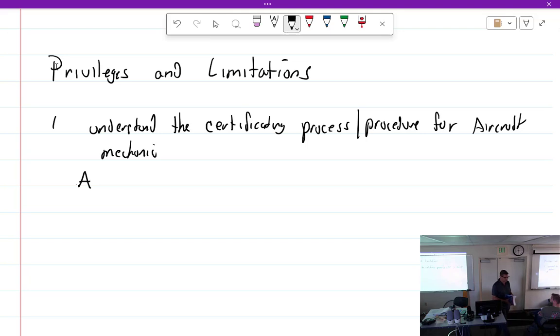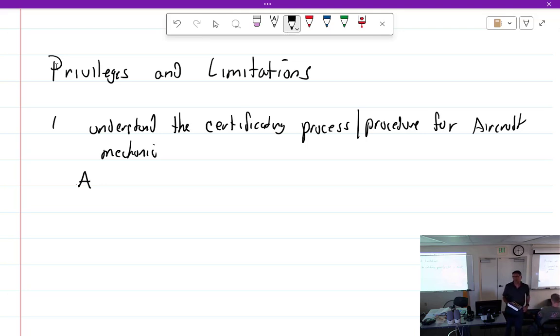And you'll see that it's got definitions and abbreviations up front. Part 65, certificating. Part 43, maintenance records. Part 91, general operating flight rules. Why would we have to know operating flight rules? Because we work on airplanes. We've got to know what rules the airplane has to comply with.